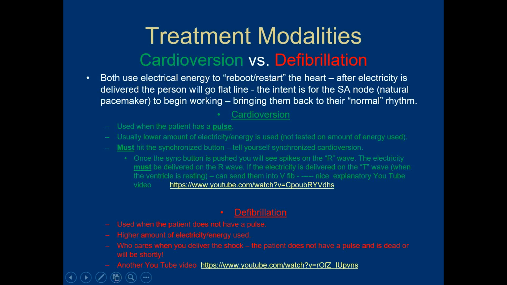Again, if you're still unclear on this, I've got a YouTube video. You don't have to watch the whole thing, just look at the beginning parts of it. It's very helpful if you haven't had a chance in either your simulation days or your clinic setting to synchronize cardiovert or defib a patient.